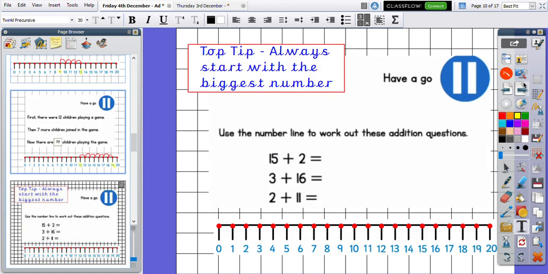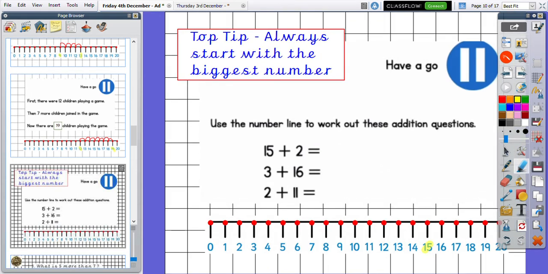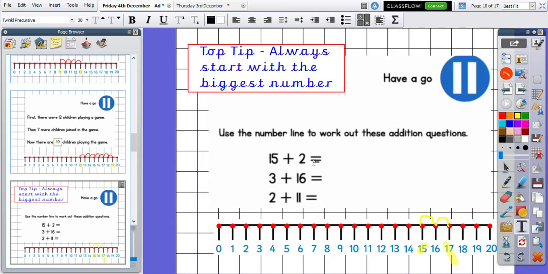Okay then. Now, just a top tip. When you are adding numbers together, it is always a wise idea to start with the biggest number. Okay, so let's have a look at these numbers here. I'm going to do 2 with you, and then I'm going to let you do the last one on your own. So, the first one, it starts with the biggest number, 15, add 2. So I'm going to start at the number 15, and I'm going to add 2, 1, 2, which will take me up to the number 17. So I'm going to type in 17 for my answer.